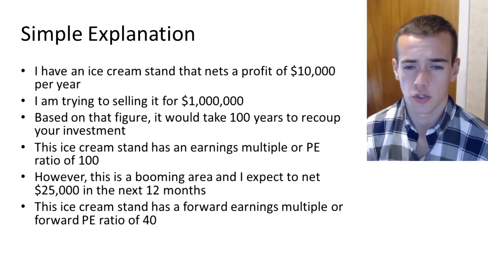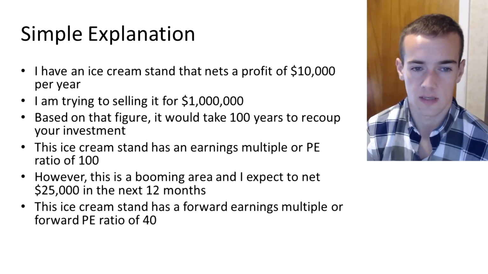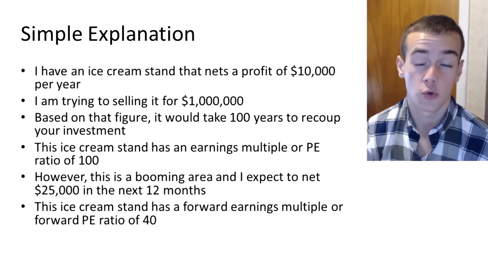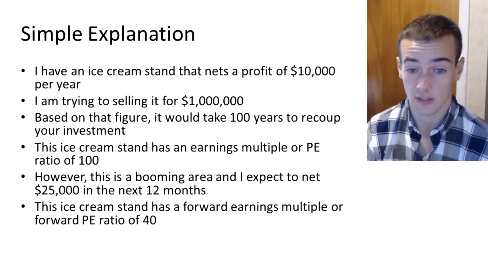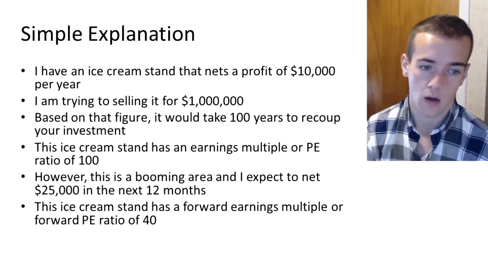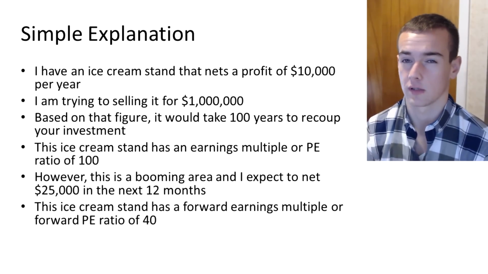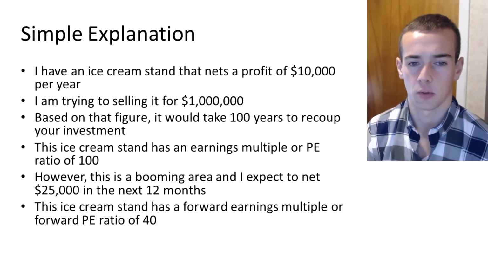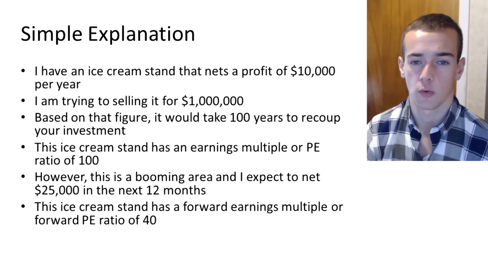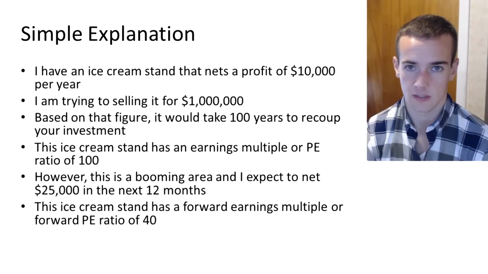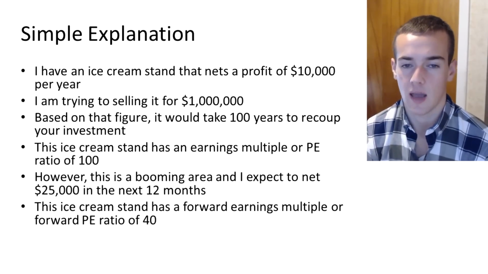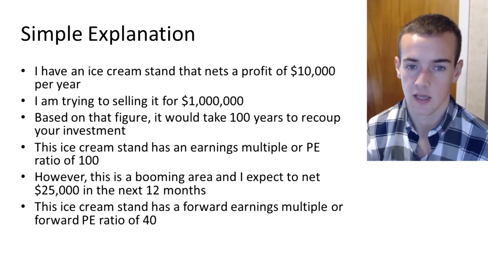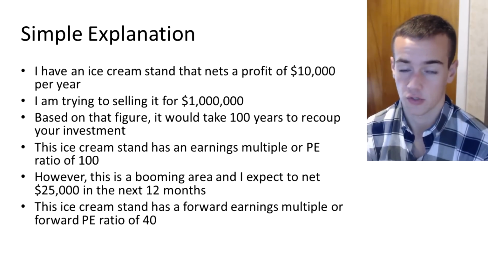So that is really the best way to show the difference between a forward PE and a trailing PE ratio. While it does seem to be overvalued at a PE, or an earnings multiple of 100, once you consider the fact that I'm anticipating my earnings to increase significantly, now it has a forward PE of 40, which is a little bit more reasonable, but still probably too expensive for the average investor. But this is just a good example to explain what the PE ratio is and how something becomes overvalued, because let's be honest, most people out there would not pay $1 million for an ice cream stand that nets a profit of $10,000 per year. It's just not a good investment.